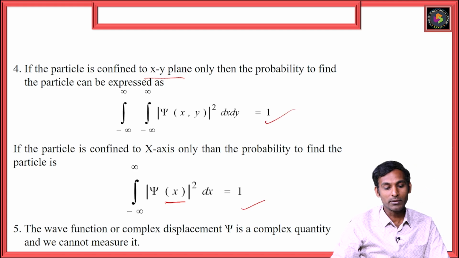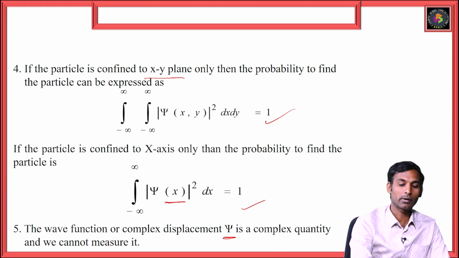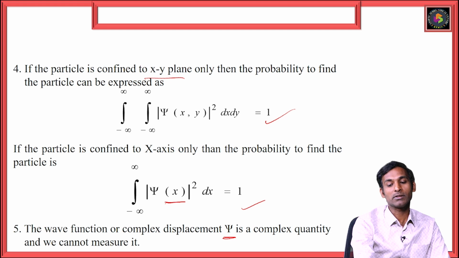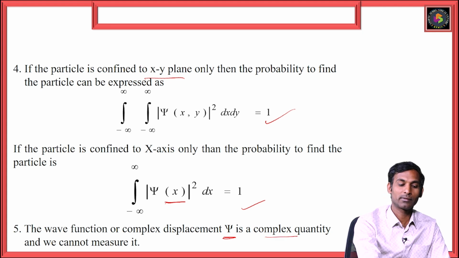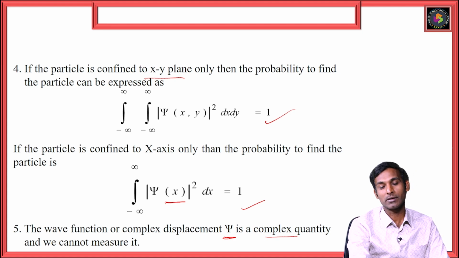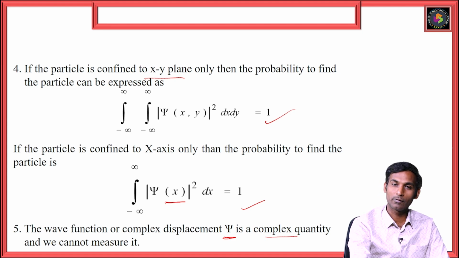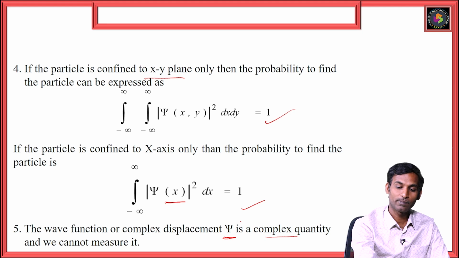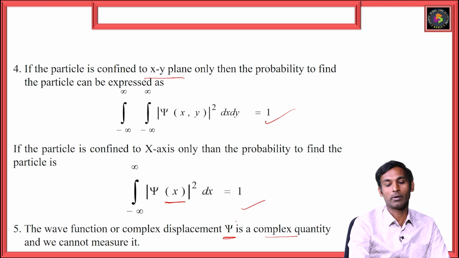Next, the wave function or complex displacement is a complex quantity. Very, very important point. That's why the wave function psi is of a real and complex nature. That is said to be a complex quantity, so we cannot measure it. It is from the mathematical point of view. We write the wave function as the plane wave equation, differentiate it and substitute it in the mathematical equation. We get the formula, but we cannot measure it. That's why only psi squared is a real and positive quantity.